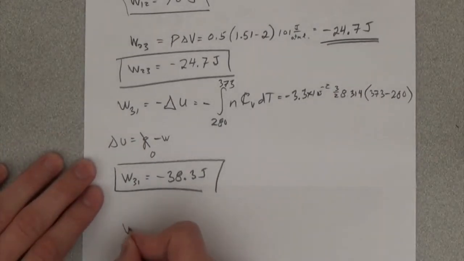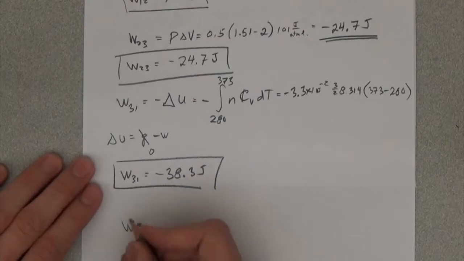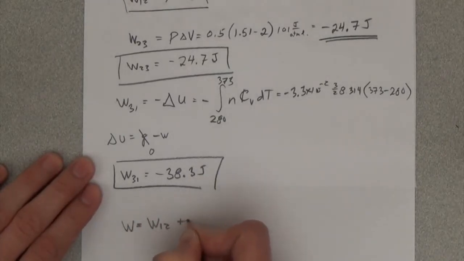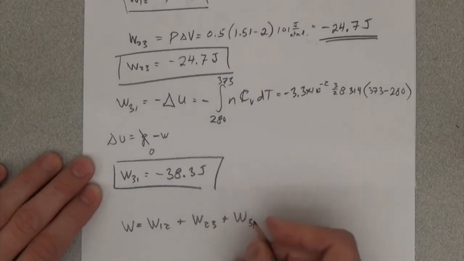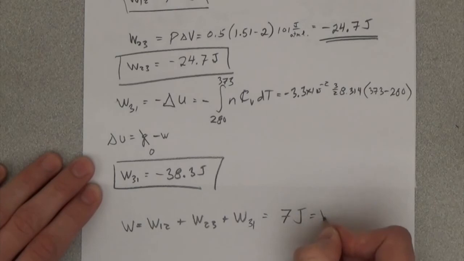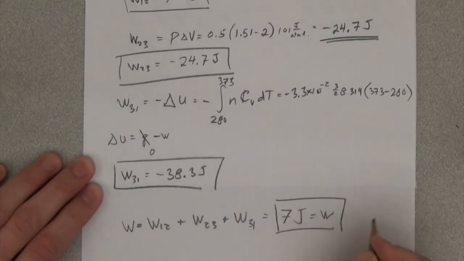And we get W is equal to W12 plus W23 plus W31 is equal to joule.